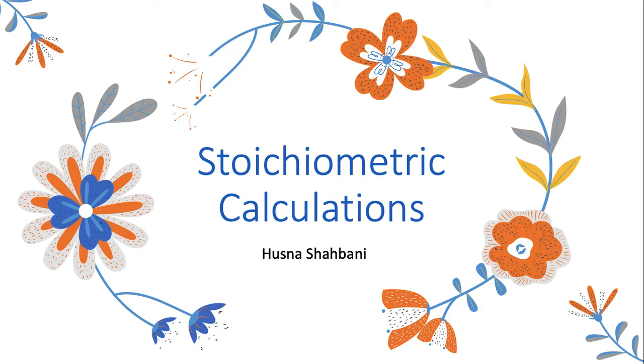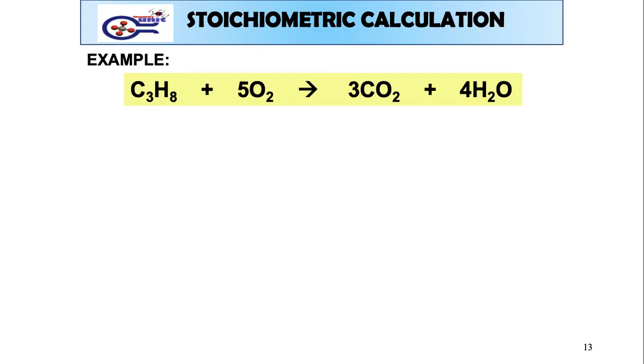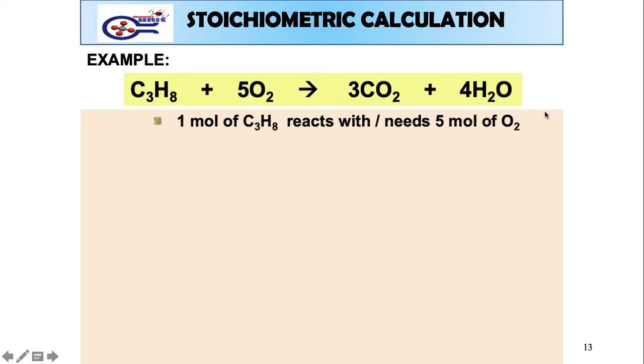Stoichiometric calculation. Stoichiometry means the relative quantity or ratio of substances in a reaction. So it doesn't show you the actual amount, it's just the relative quantity or just the ratio in a chemical reaction. So for example, here you have hydrocarbon and oxygen, and it produces carbon dioxide and water.